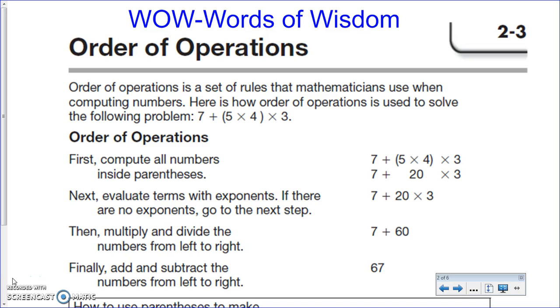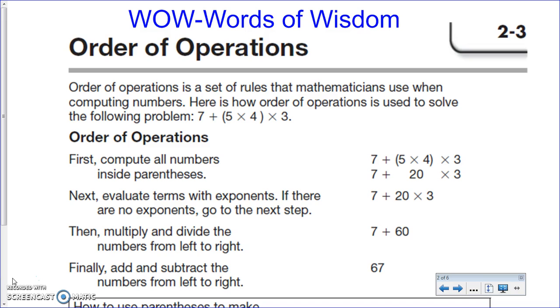Next, evaluate terms with exponents. If there are no exponents, go on to the next step. In this case, we don't have any, so we're going to move to the next one. Then, multiply and divide the numbers from left to right. So you start at the left side of the problem, work your way to the right, doing multiplication and division in the order they show up. In this case, we have 7 + 20 × 3, so we need to do the 20 times 3. So now we have 7 + 60.